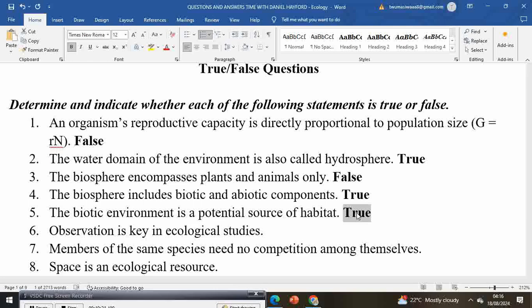We have bacteria, let's say E. coli, for example, naturally inside our body, they provide us with vitamins, and then probably also aid in the process of digestion. They inhabit us, they live inside us. Of course, the association is mutualistic. So our body is now a habitat for E. coli. And so we can afford to say that the biotic environment is a potential source of habitat.